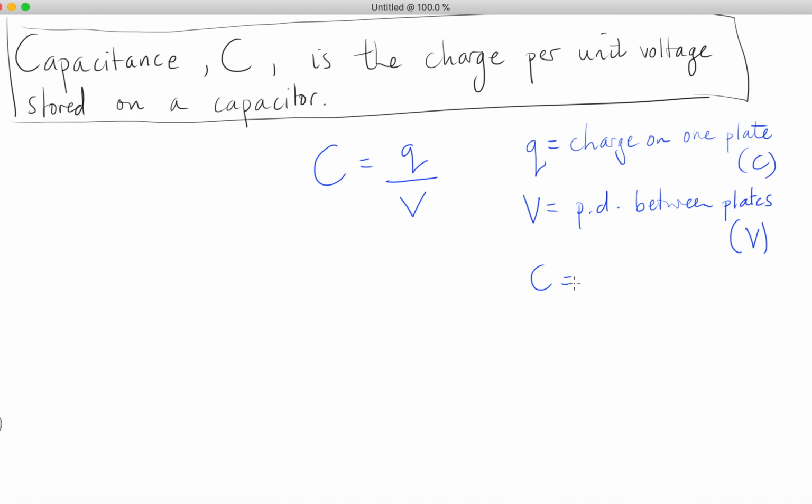And C is the capacitance, and the units are the farad, but because you can see that capacitance is defined as charge divided by voltage, it's also the same as coulombs per volt. That's the equivalent unit.